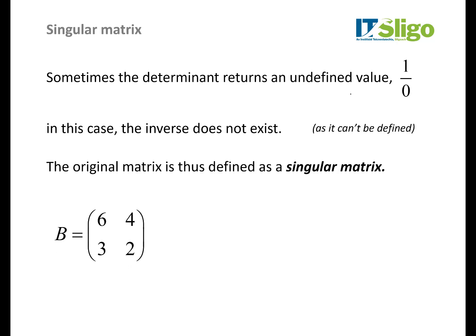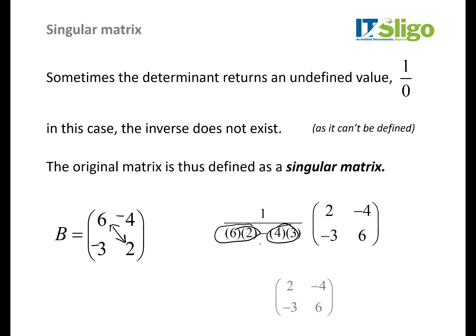So there's just an example here. Here we have B. Again, there's A, D. So it goes A, B, C, D. Now, first thing we do is we adjust this matrix. So the 2 and the 6 have swapped. These two have swapped. And then we've changed the sign on B and C. So this is the adjusted matrix. And then we have the determinant. And we can see here, this gives us 12 minus 12. So that's going to give me 1 over 0.